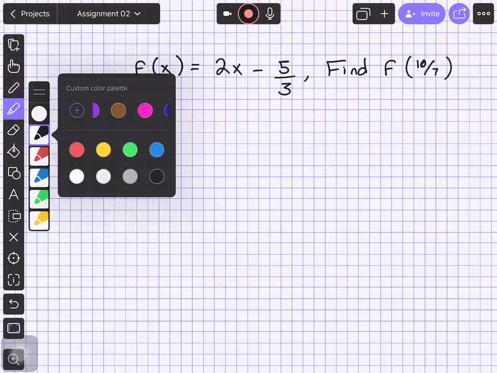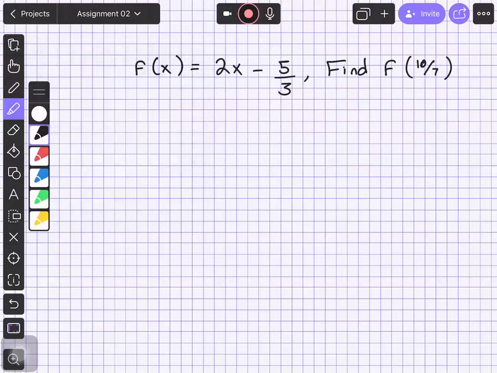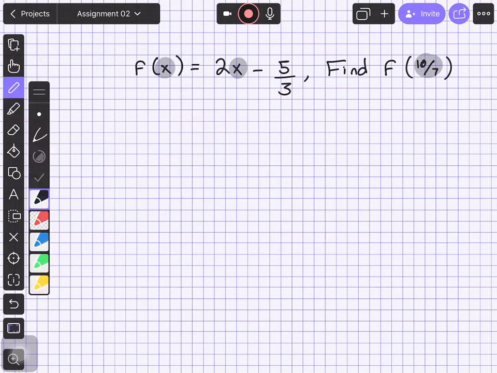All right, we have x being the independent variable, and we have to substitute that number for the evaluation. So f of 10/7 will be 2 times 10/7 minus 5/3.